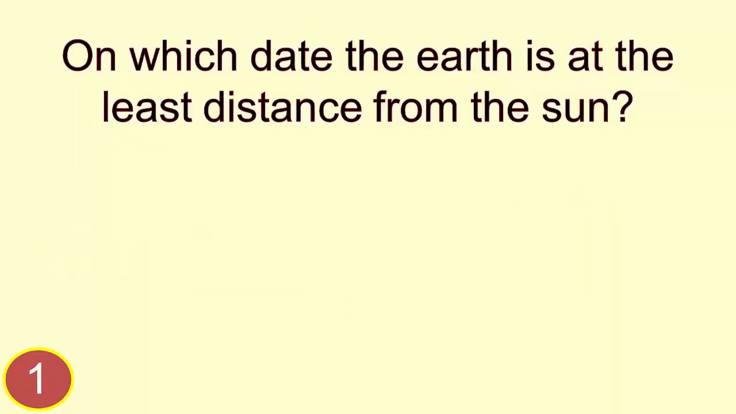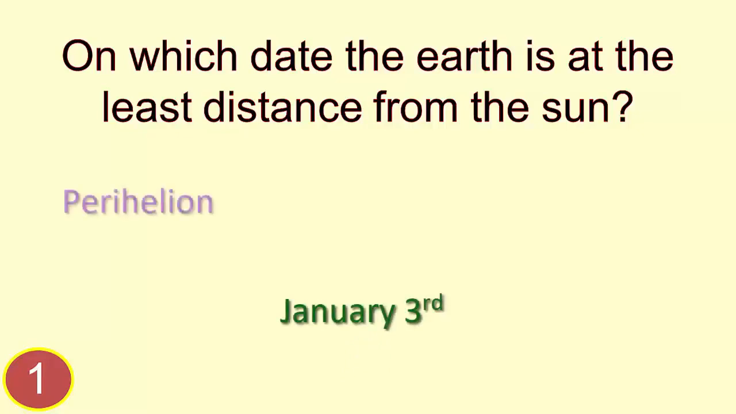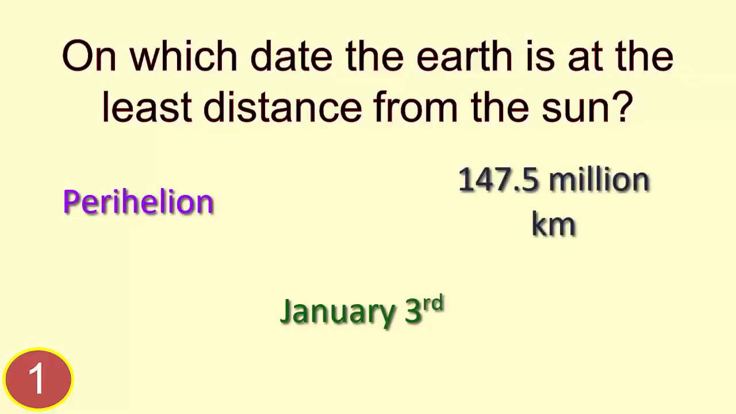On which date the Earth is at the least distance from the Sun? Answer is January 3rd. Astronomers call this event perihelion. At perihelion, the Earth is about 147.5 million km away from the Sun.